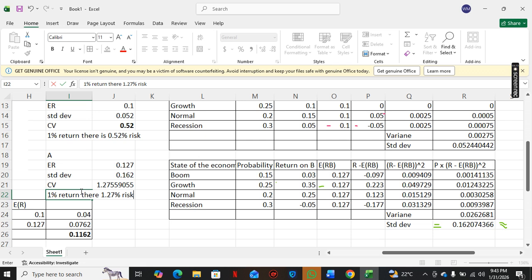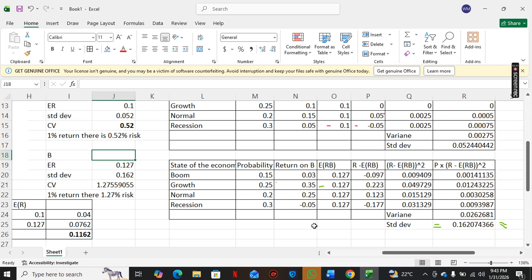This other one, the bottom one, is supposed to be P. That is the coefficient of variation.